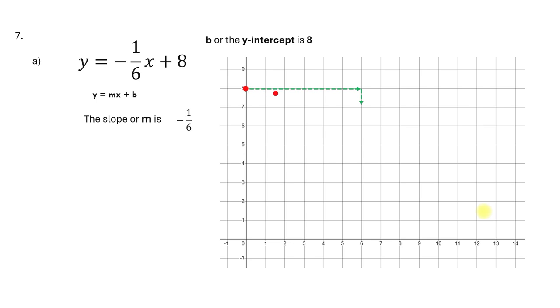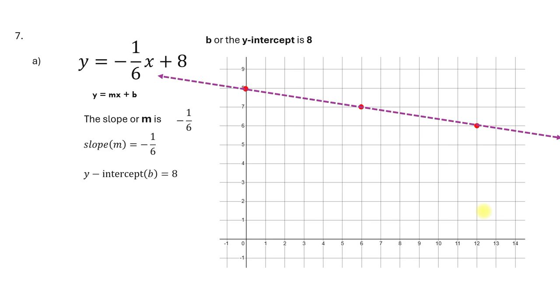We'll plot the point that we arrived at and do that again. A run of 6, a rise of -1, plot the point, connect the coordinates. So our graph of y equals -1/6x plus 8 looks like that. Our slope is -1/6. Our y-intercept is 8.